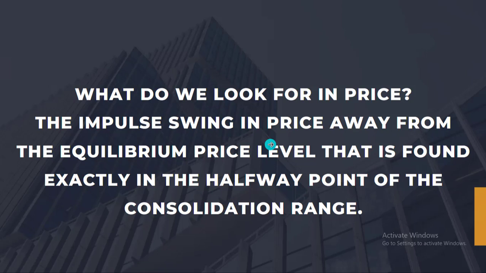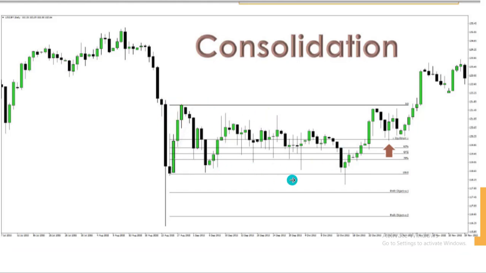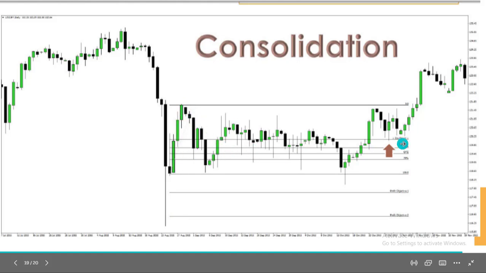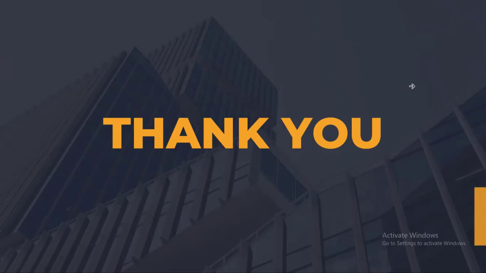What do we look for in price in a level of consolidation? We look to see an impulse swing away from that level of equilibrium, which is found exactly at the halfway point of the consolidation range. This is a level of consolidation, price forming relative equal highs and relative equal lows. When you put your Fibonacci from the low to the high, 50% is that equilibrium. We would like to see price expand away from 50% of this range. So price expanded from 50% of this range of consolidation and started to go up. So guys, this is what consolidation is.